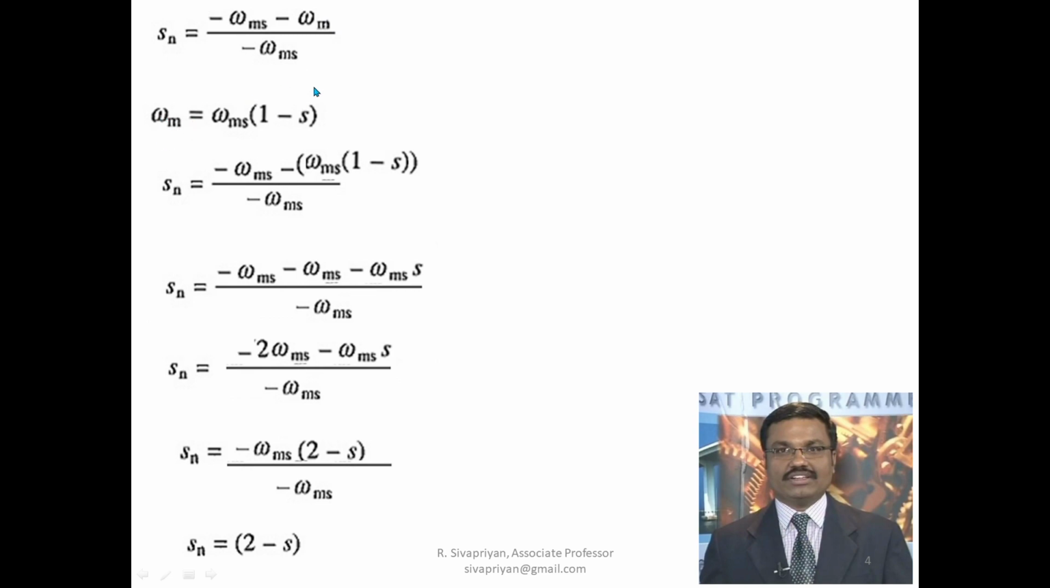What is the omega m value? Omega m is nothing but omega ms into (1 minus s). We derived this in the previous session, so kindly check the previous session video. Now we substitute the omega m value, minus omega ms (1 minus s), and expand. Then omega m minus omega ms minus omega ms becomes minus 2 omega ms. After the mathematical adjustment, the negative sequence slip Sn is nothing but 2 minus s. So this is the negative sequence slip.